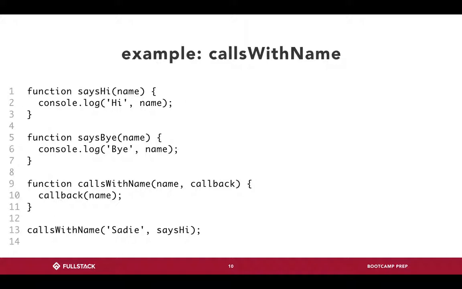Whatever it is, they're going to invoke it. So what is says hi over here? Yeah, it's a reference to this function we defined up here. So when we come into calls with name, what is the value of name? Sadie, and the callback is going to be what? Yeah, it's going to be this reference up here. So we're going to then go invoke that function. So if they passed in says hi, we're going to go back up here and pass in the name that they gave us. Now what happens? And what about down here?